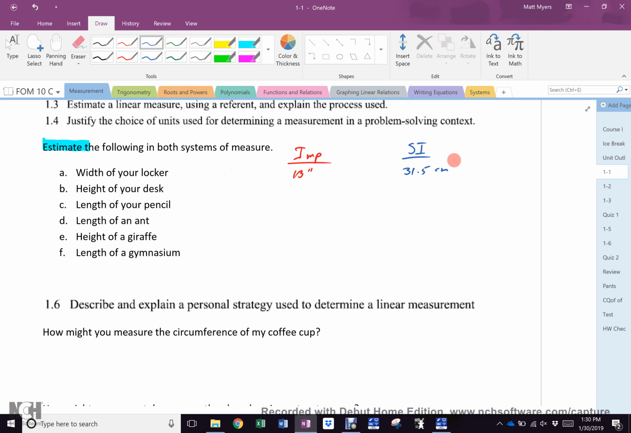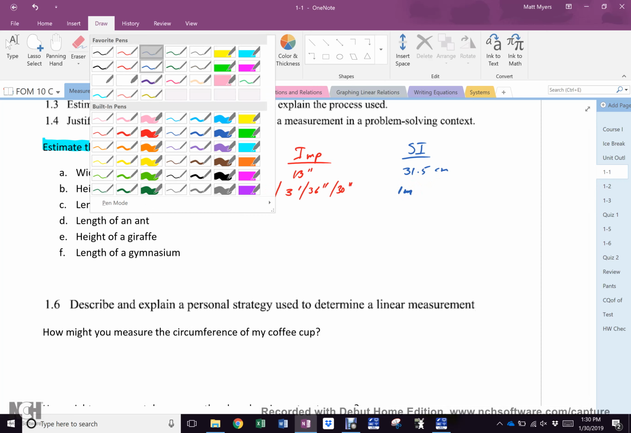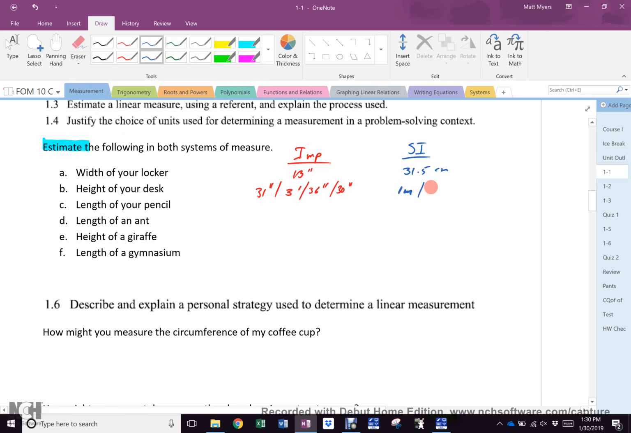Height of your desk. You're all sitting at a desk. We'll keep with Imperial because I'm 3 feet. Anybody else? We got 36 inches, which is the exact same as 3 feet. That's cool. We got a 30. We got a 31. Okay, and let's hear some SI ones. We got 1 meter. We got 3/4 of a meter, so 75 centimeters.